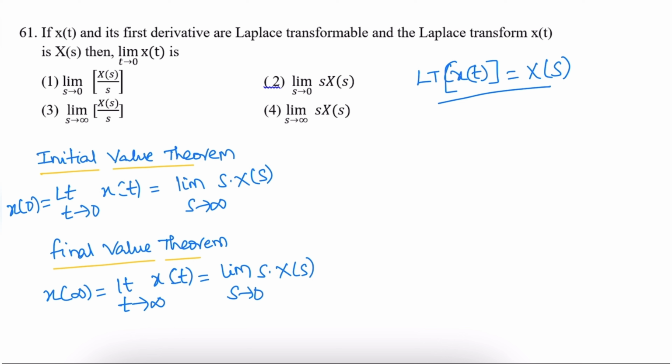Similarly, the final value theorem: we need to calculate the final value at infinity. X of infinity is limit t tends to infinity of x of t, that is limit s tends to 0 of s into X of s. For this question, the correct answer is option 4.